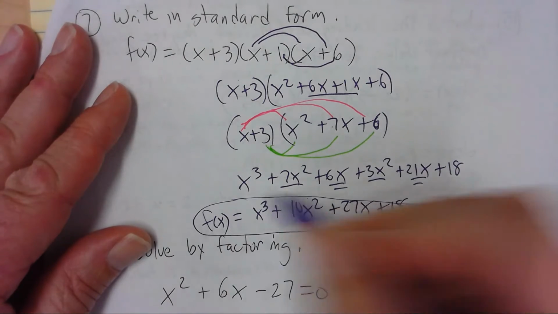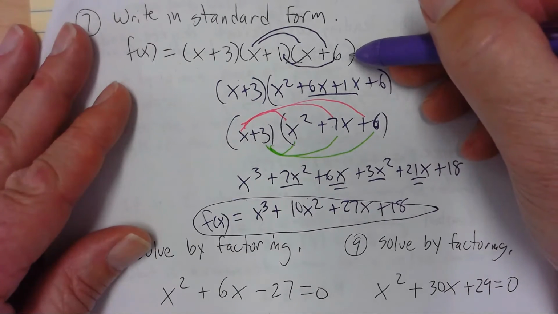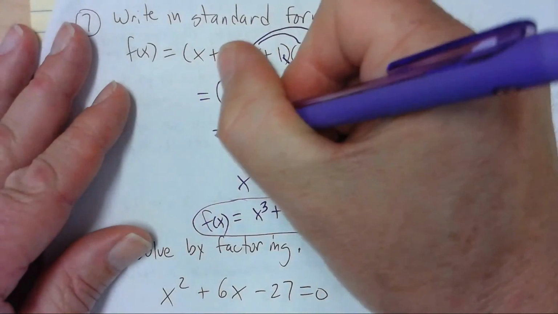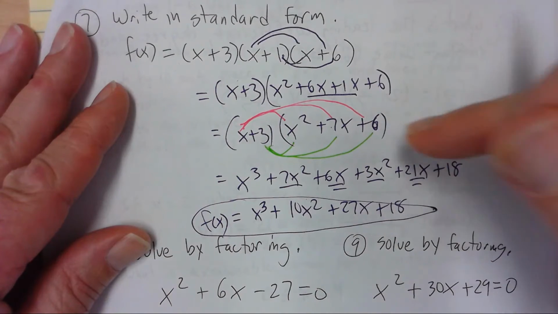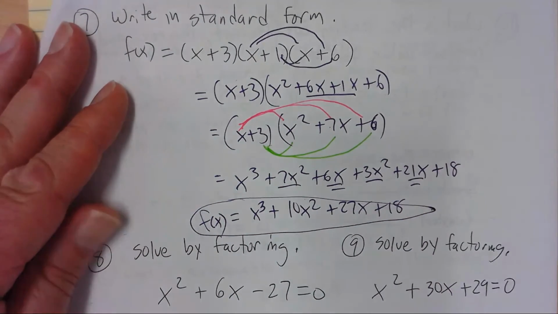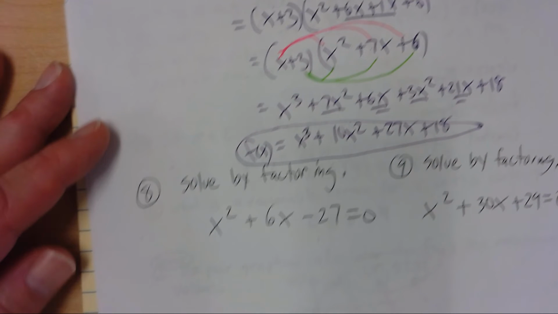That's standard form. Up here is factored form, and all of these steps: this is equal to this, which is equal to this, which is equal to this, which is equal to that in simplified form.